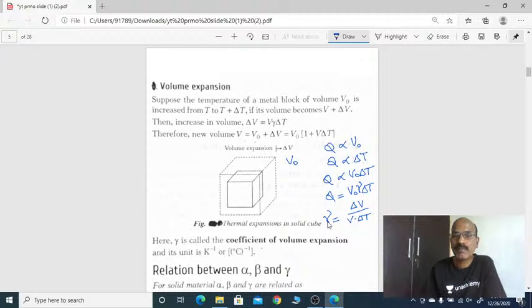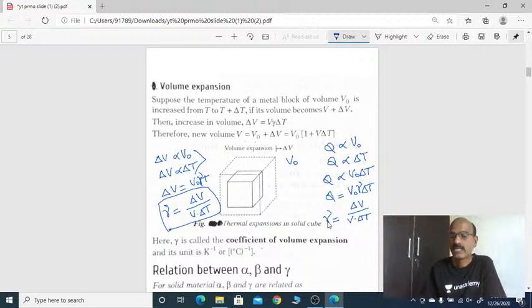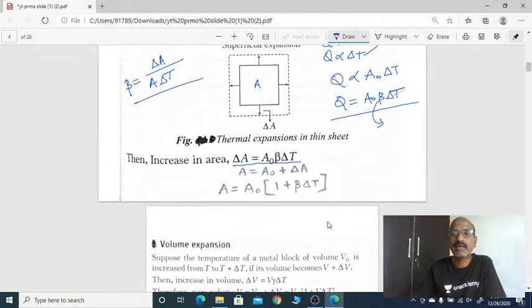The increase in volume is directly proportional to original volume. Increase in volume is directly proportional to rise in temperature. Combine these two, then only you will get increase in volume equal to V naught gamma into delta T, where gamma equals increase in volume by original volume into rise in temperature. So keep this relation in mind.